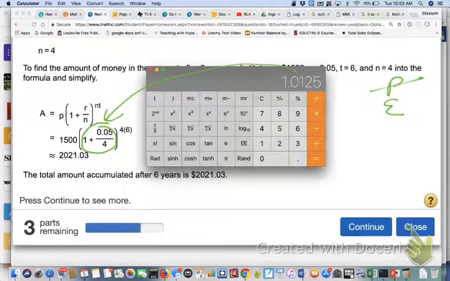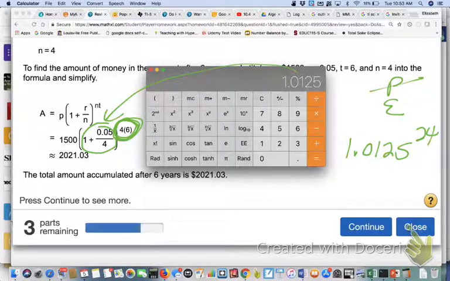Excuse, in order of operations, stands for exponents. So now that we've got this answer of 1.0125, we're going to apply the exponent next, that number out there to the side. You know from the formula that you're going to multiply that 4 times 6. So what this is really asking me to do is take that 1.0125 and raise it to the 24th power.